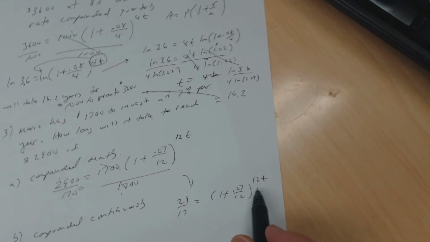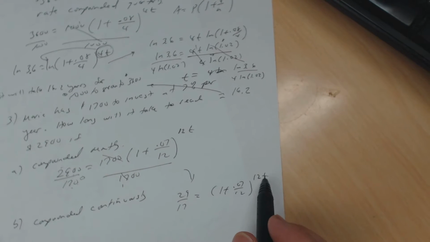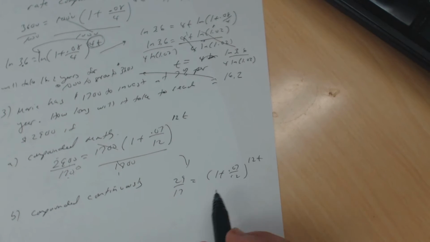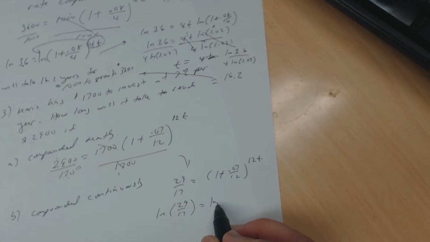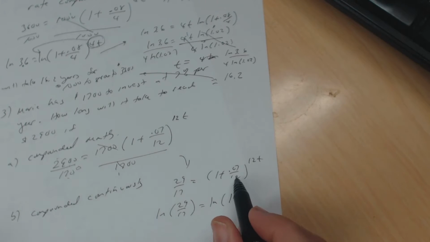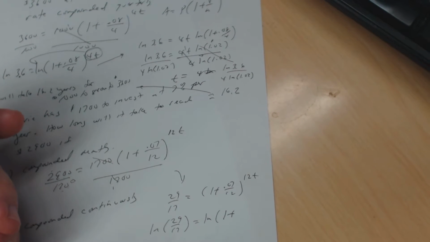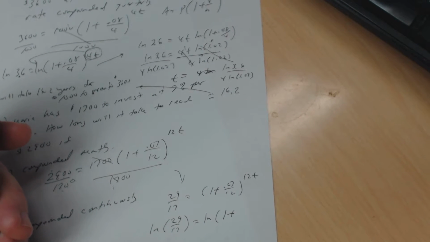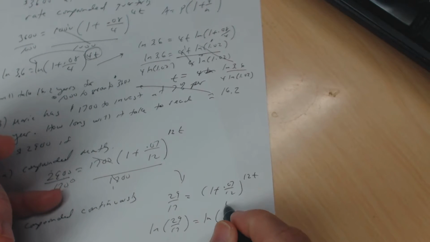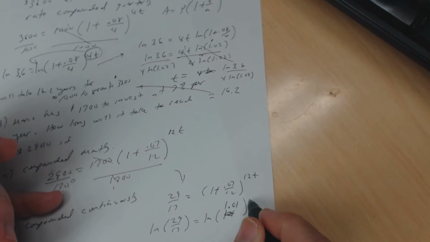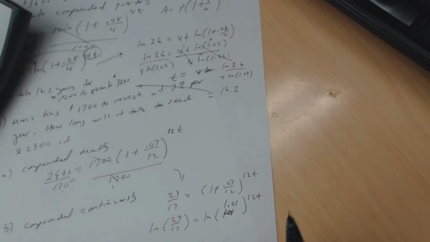Okay, now I'm going to take the log of both sides because I'm trying to get the variable out of this exponent. So I'm going to take the natural log of both sides. So the natural log of 29 divided by 17 equals the natural log of 1 plus, and let's just go ahead and write this as a decimal instead of two fractions: 0.07 divided by 12. So this will be 1.01, all raised to the 12t power.